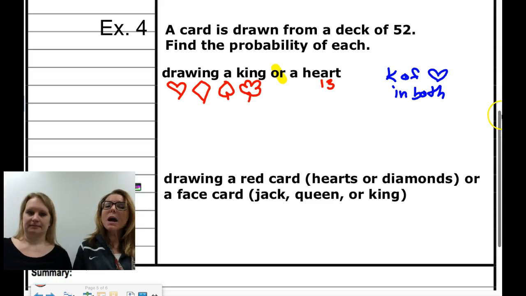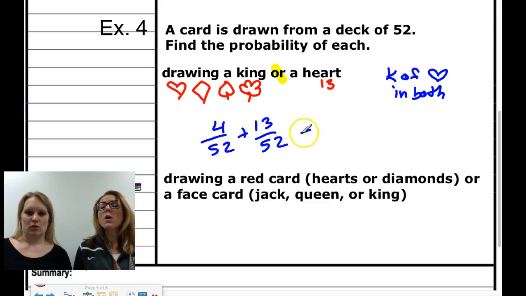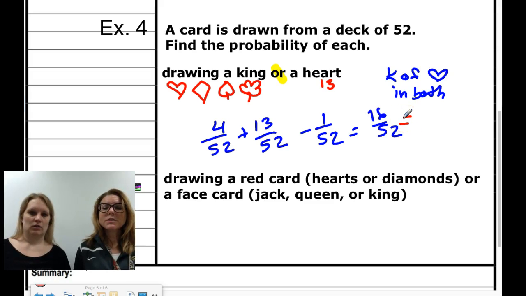So the probability of getting a king is 4 out of 52, plus the probability of getting a heart is 13 out of 52, and we gotta subtract the 1 out of 52. When we add all those together, 17 minus 1 is 16 out of 52. That's both even, so I know it reduces to 4 over 13.